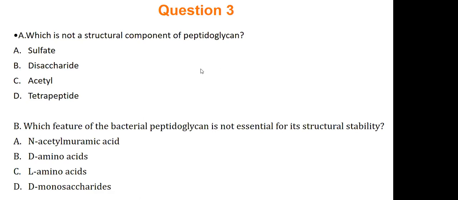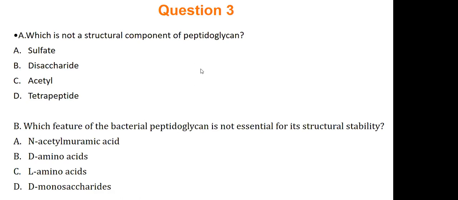So what is not a structural component of peptidoglycan? And the majority of you got it right, sulfate. So if you look back on the previous slide and you look at the structure, there's not really sulfate groups in there. So sulfates aren't really part of the peptidoglycan. While a disaccharide unit was, we have acyl groups and we do have a tetrapeptide. Which feature is not essential for stability? Why do you put L amino acids? So the correct answer is D, monosaccharides.